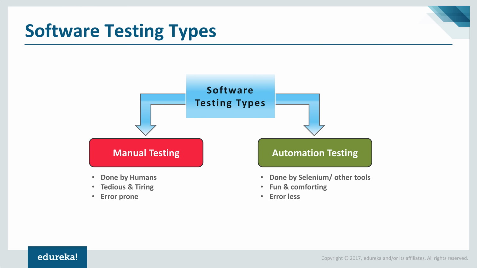And you can also say that since it's done by machines, you will encounter very few errors. Manual testing is error prone because it's done by humans, and we have to agree that humans tend to make mistakes. But with automation testing, that's a nada. All right. So those are the different software testing types.